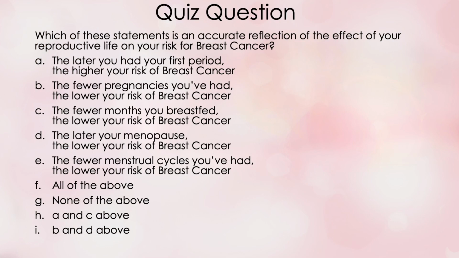Which of these statements is an accurate reflection of the effect of your reproductive life on your risk for breast cancer? A, the later you had your first period, the higher your risk of breast cancer. B, the fewer pregnancies you've had, the lower your risk of breast cancer. C, the fewer months you breastfed, the lower your risk of breast cancer. D, the later your menopause, the lower your risk of breast cancer. E, the fewer menstrual cycles you've had, the lower your risk of breast cancer.